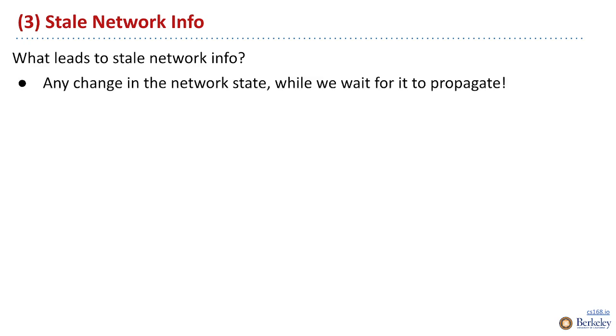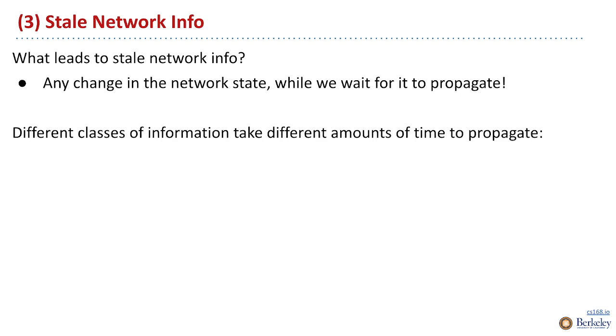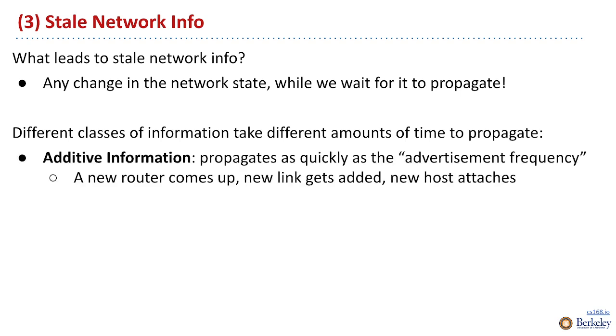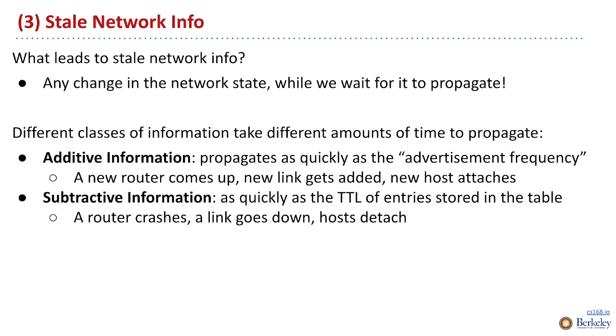So let's deal with this last problem that we identified. Stale network information. So how do we get into the state? Any change in the network state is going to be an issue for us, right? It takes time for this information to propagate through the network. And in particular, different classes of information take different amounts of time to propagate. These are terms that I don't think Sylvia uses in this class. I just have painted it this way: additive information, new information that you didn't have before, versus subtractive information, meaning information that people had that now needs to be revised or removed.